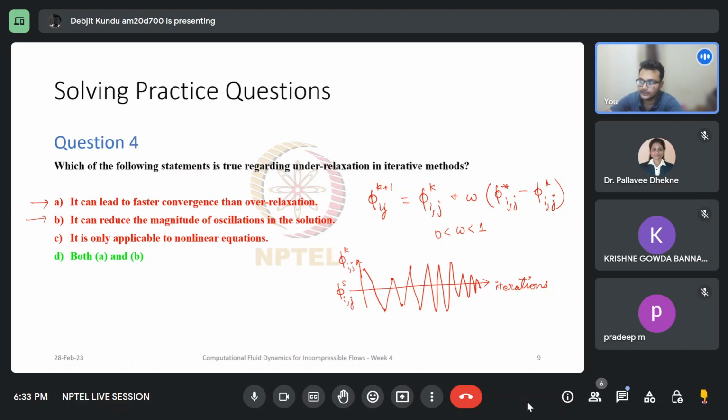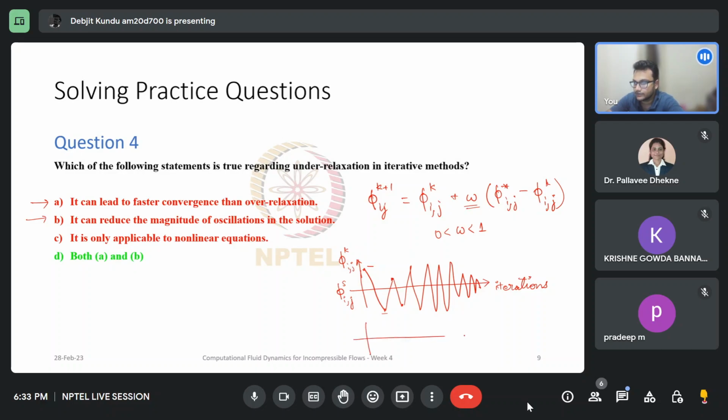So the solution that we are calculating is going to and fro, up, above and below the correct solution, but it's never actually reaching there. So it may happen so. And in this situation, if we use an under relaxation technique, what it does is, let's say from this point to this point, we are going this much.